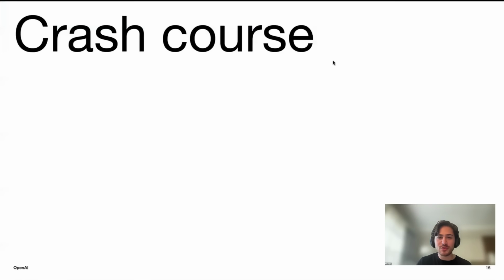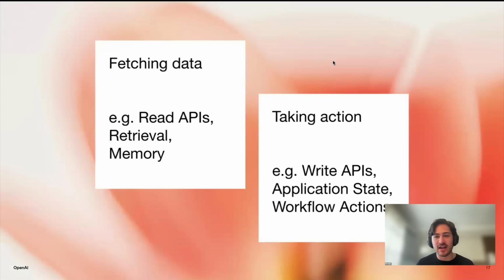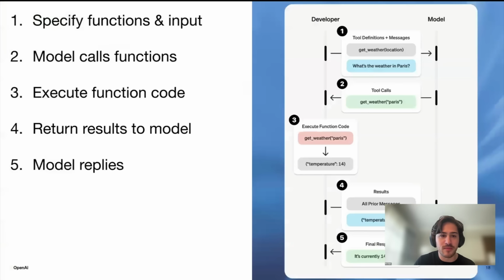Cool. So let's do a super quick crash course on function calling. Two main purposes, and I'm ripping a lot of this from the docs. Fetching data: reading APIs, retrieval, memory, or taking action, any APIs you can use to write. Managing application state, which is pretty overloaded. That can be UI, front end, back end, whatever you want. And then workflow actions, which is any multi-step process, or even meta actions like switching its own prompt, loading in different tools, or handing off a conversation.